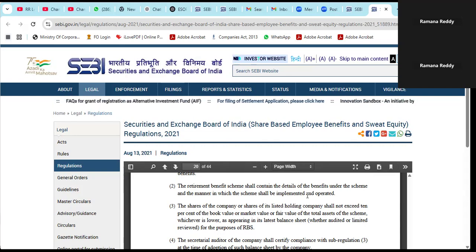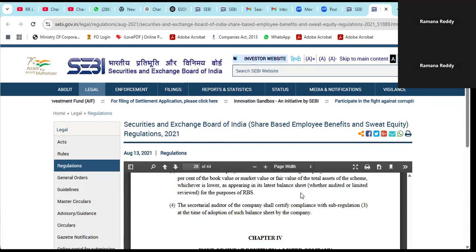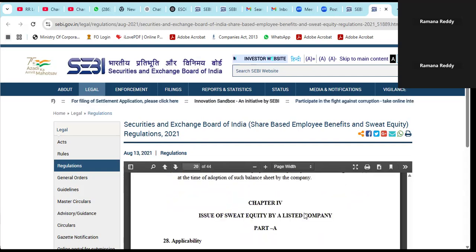The same provision is there in the general employee benefit scheme. In the general employee benefit scheme, benefits like death benefit, accidental benefit, medical benefit are covered; in the retirement benefit scheme, retirement benefits will be discussed. So the secretarial auditor again has to give a certificate that the provision is complied with.